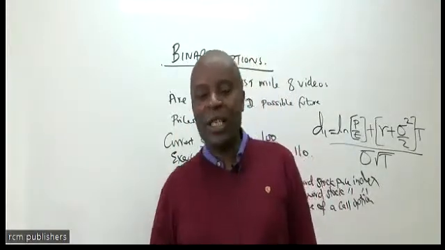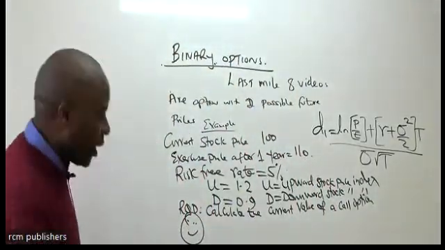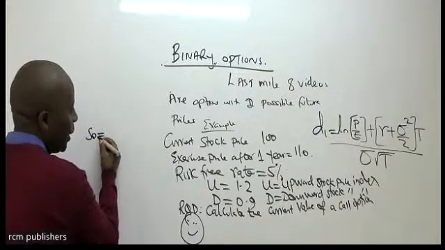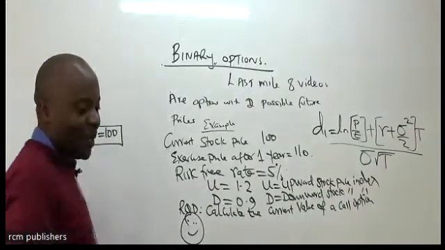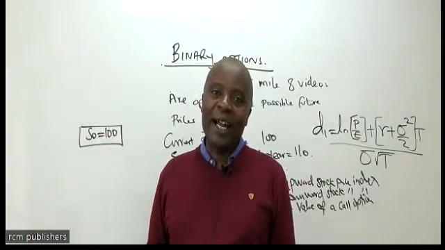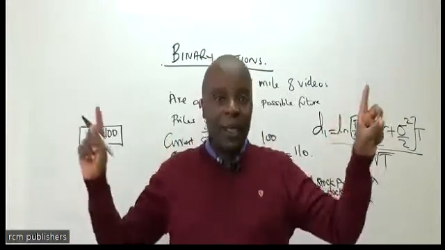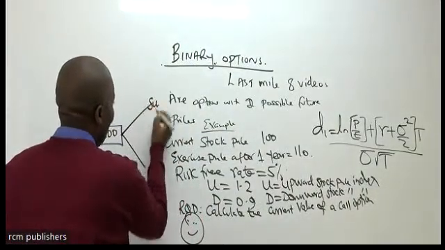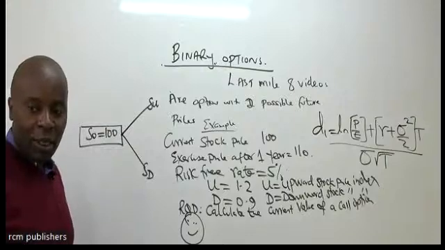And if it's binary options, I'm going to draw a probability tree. And this is how my probability tree will start to look. So the S0 in this case will be 100. S0, 0 means today, the current price. Today's price is 100. In the future, 2 possibilities. So we have S upward and S downward.